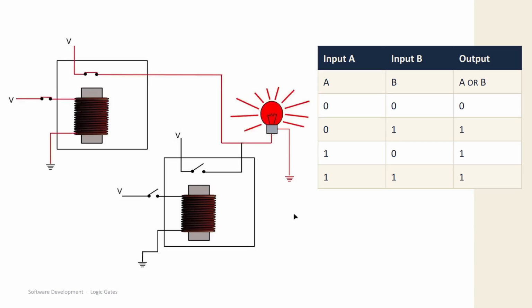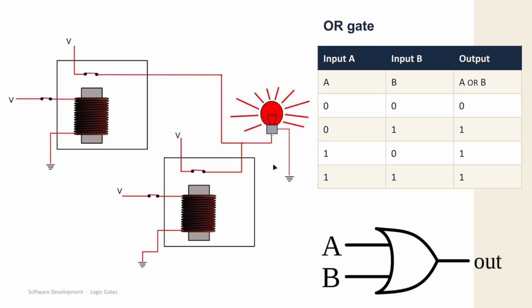Next, two correct relays in parallel. Power either relay and the lamp lights. Both on, also lit. So the first or the second or both. This is the OR gate, shown bottom right.